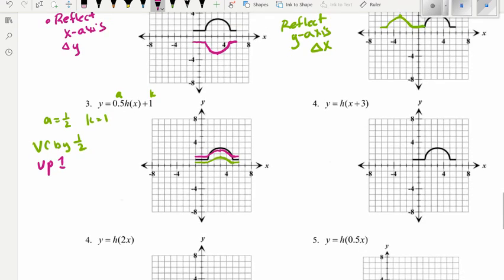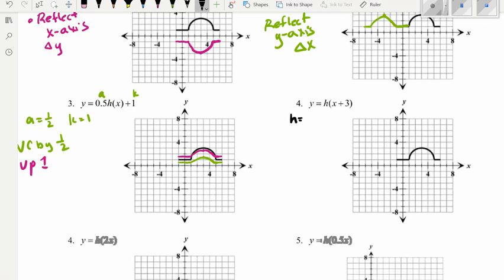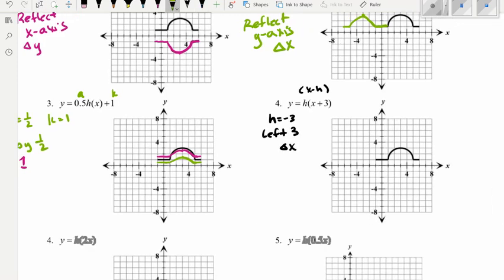Looking at the next one, notice that the 3 is on the inside attached to x, so that tells me that is my h value. Remember, in our parent graph, it's always x minus h. To get the 3 to be plus, it has to be an h value that's negative, which tells us we're moving our graph to the left 3, so changing our x values. So we're just going to count left 3 for each point. Left 1, 2, 3. Left 1, 2, 3, give us that point. Left 1, 2, 3. Left 1, 2, and that will give us our new transformed graph.